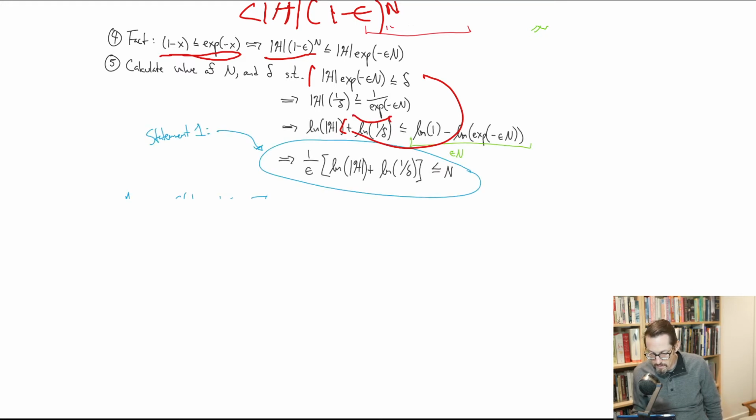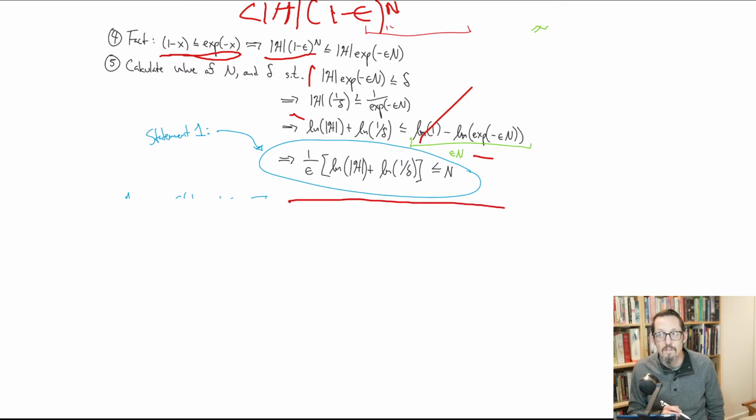right? And we start logging things. And once we start logging things, stuff separates out. The natural log of 1 goes away. The natural log of the exponent of minus epsilon n just becomes epsilon n. So finally, we have epsilon n over here. We just move that epsilon over to make 1 over epsilon, and we get to this form that's looking good.